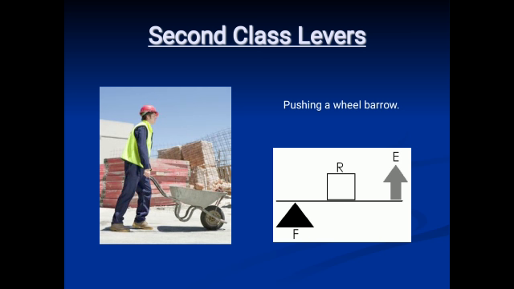So pushing a wheel cart, this is one more example of a class 2 lever. You have the effort near the hands, you have the fulcrum at the tire, and the resistance is the amount of load that is being lifted by the worker.